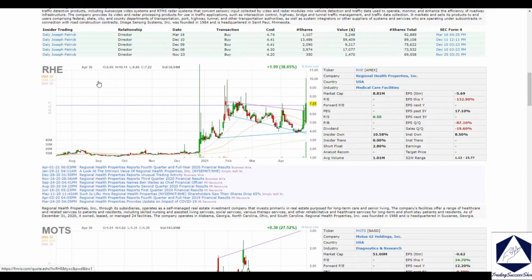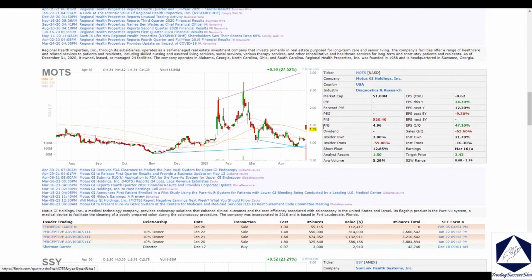Next one is ROHE. This is pretty much a very decent level. I have this on my list. It is at a decent level right now because it closed above this support area, or around this support area. So it is still good. Overall, your risk is just that $7. Very tight stop loss on ROHE. And the next one is going to be MOTX.